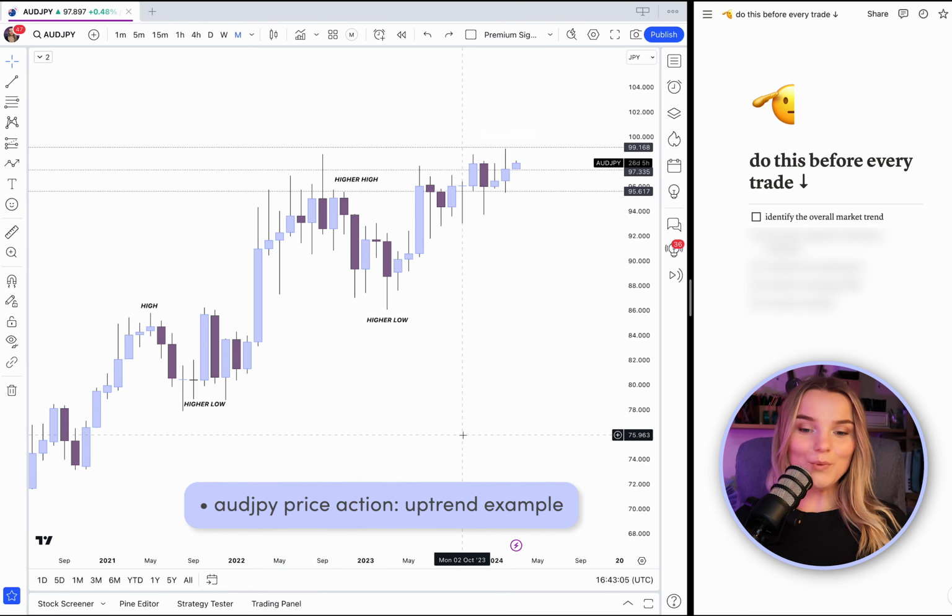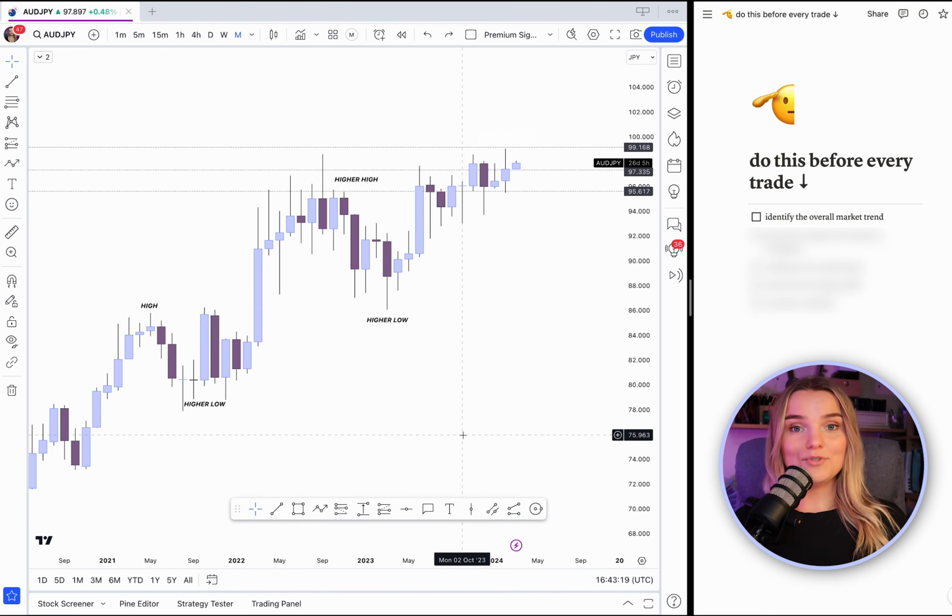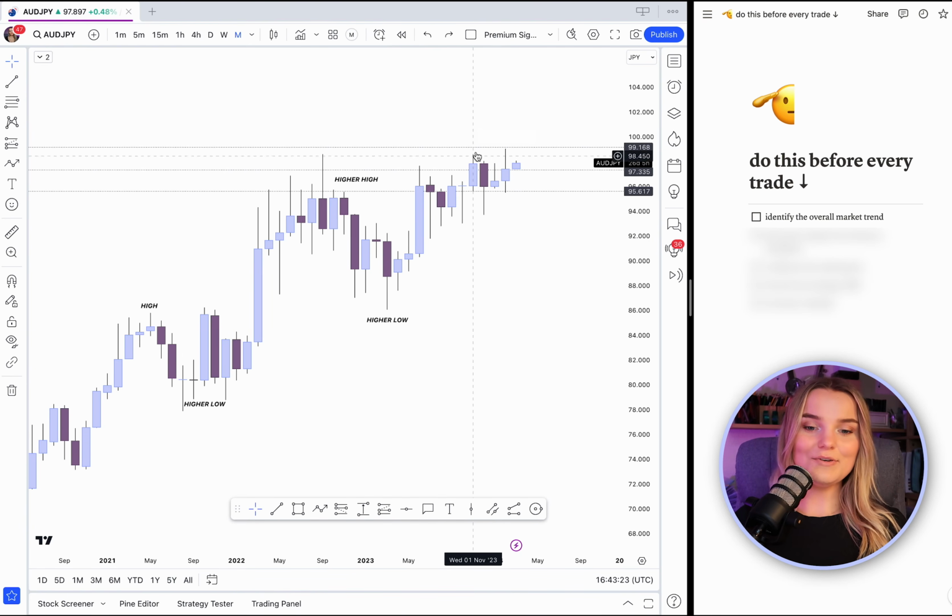So here is a very quick example using top-down analysis to identify the overall market trend, and this is AUD/JPY on the monthly time frame. We can clearly see that the market is in an uptrend, because we can clearly see the higher highs, the higher lows, and this is the new high being formed.